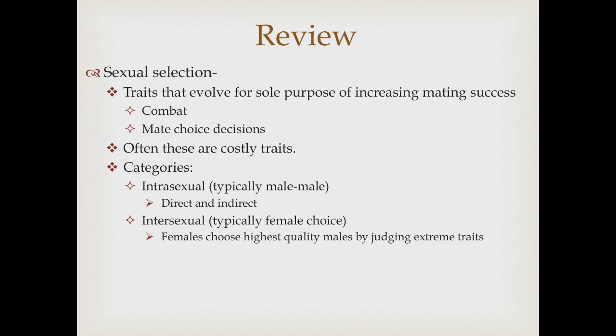The two categories of sexual selection are intrasexual, typically male-male competition, which can either involve direct male-male combat or indirect competition through things like sperm competition. And then there's also intersexual selection, which is typically female choice. And this is where the females are very choosy, picking only the highest quality males and judging male quality by the degree of how extreme their traits are.